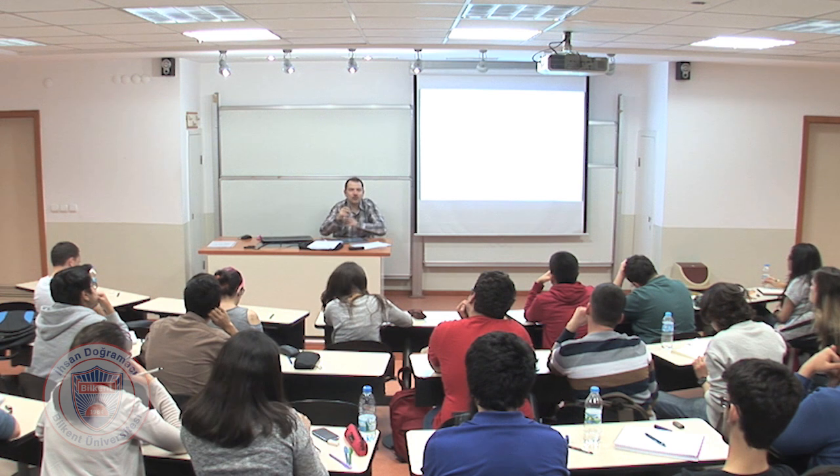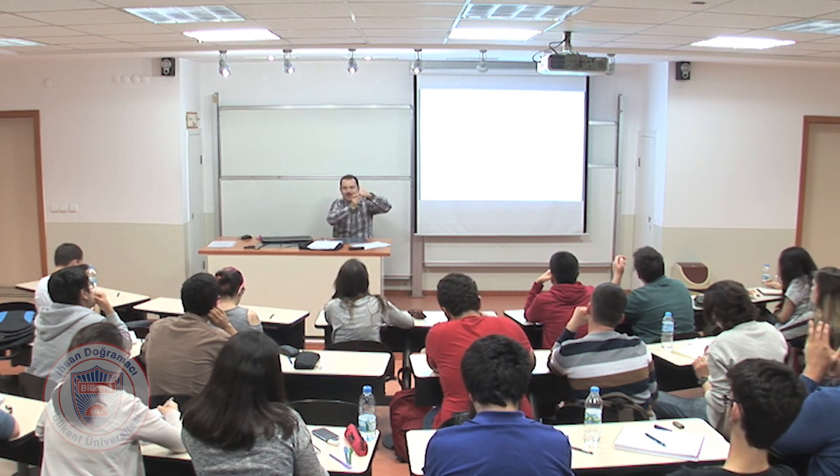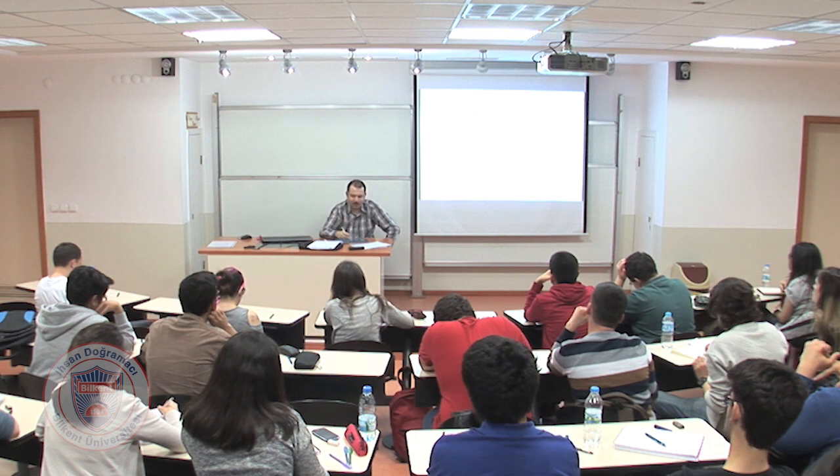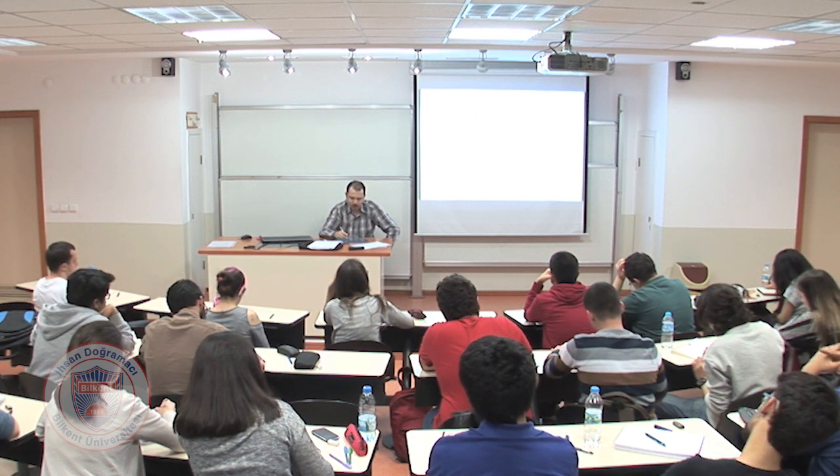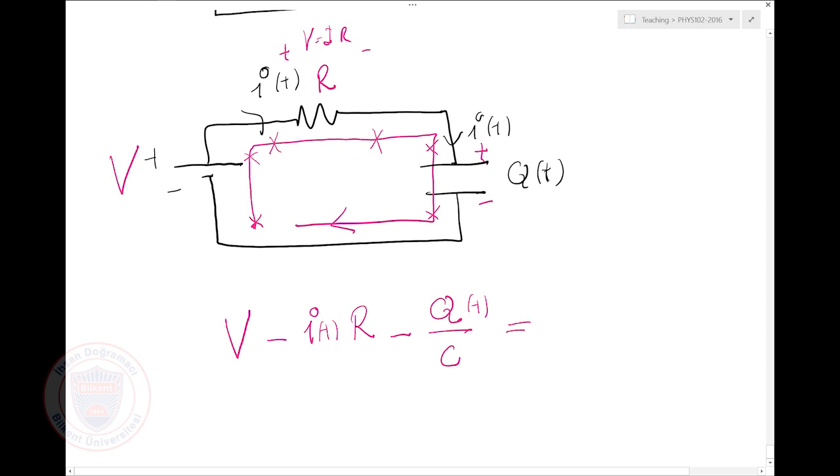What's the third element I see as I walk along? It's the capacitor. What's the potential difference on it? It's Q over C. But is it positive or negative? I'm going from higher potential, the plus terminal, to the minus terminal. So it's going to be minus Q of t over C. And this all must give me, how about 0? That's Kirchhoff's law. So this is the equation I need to solve.